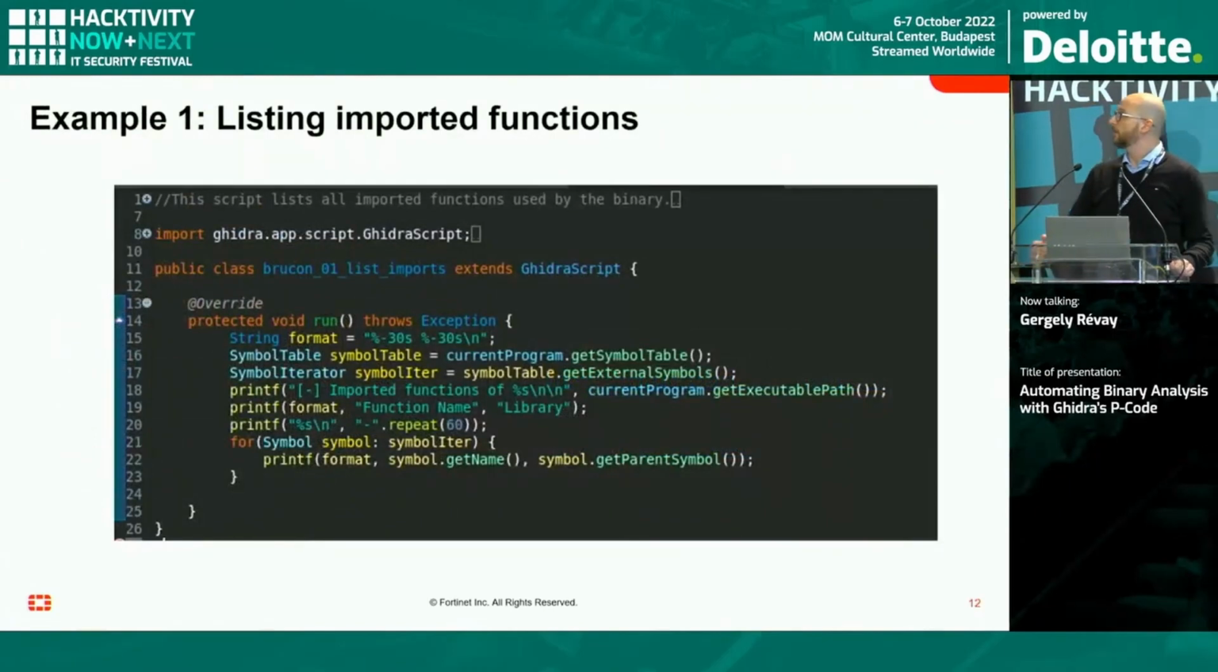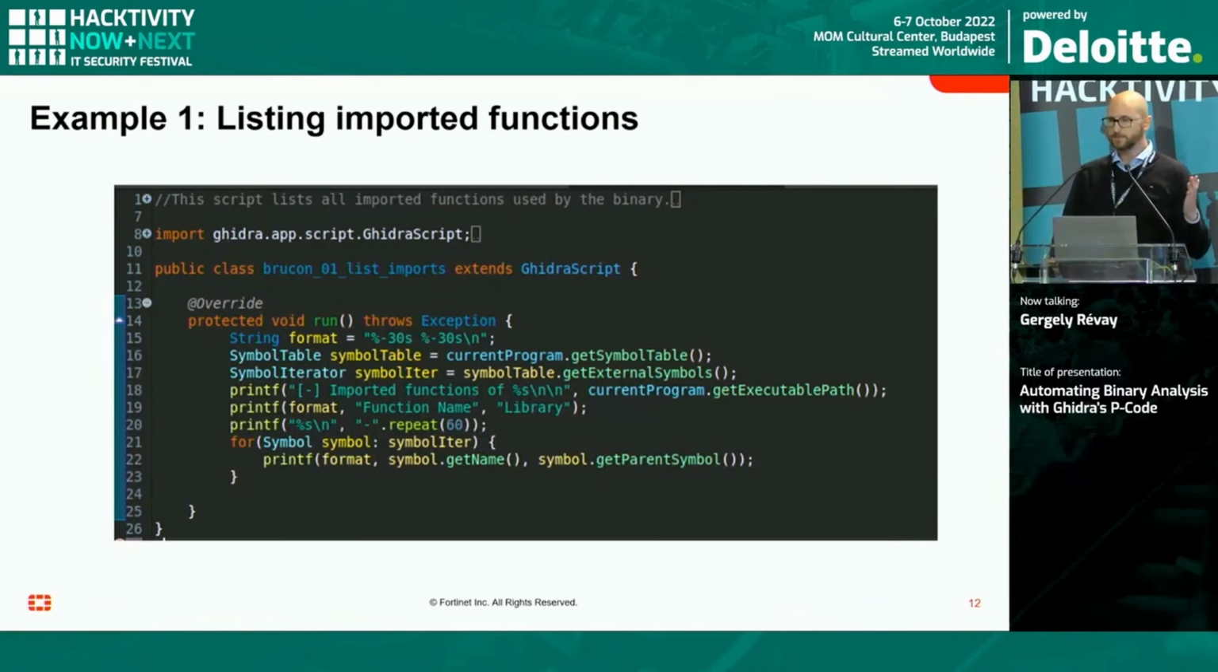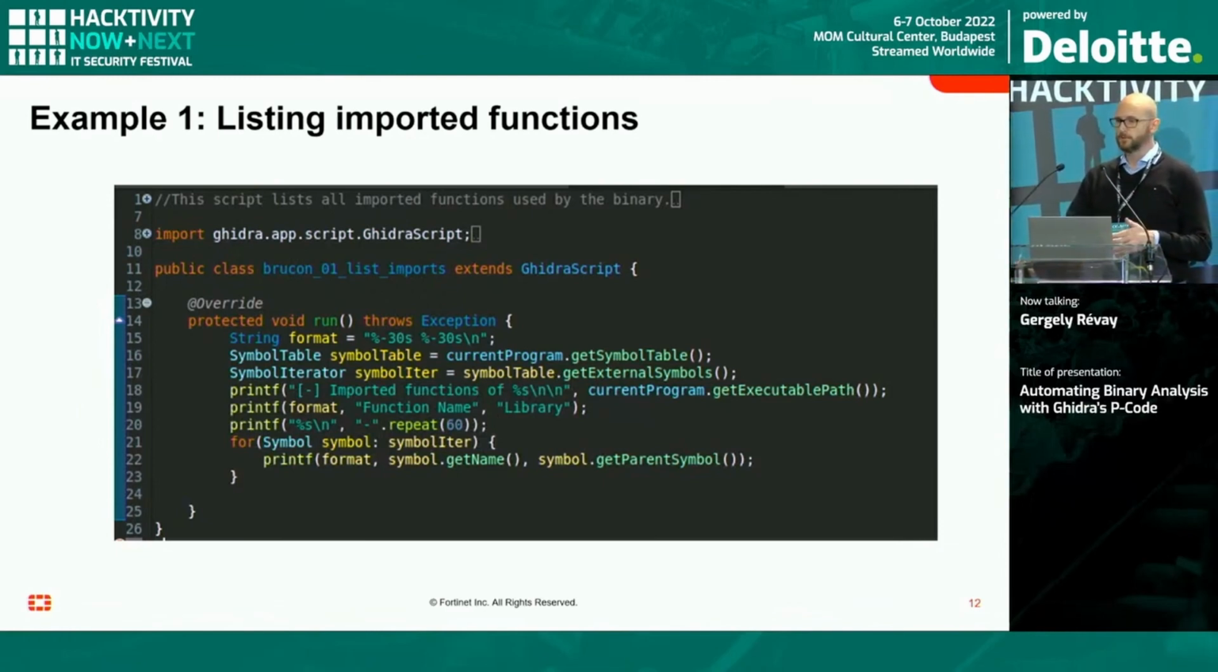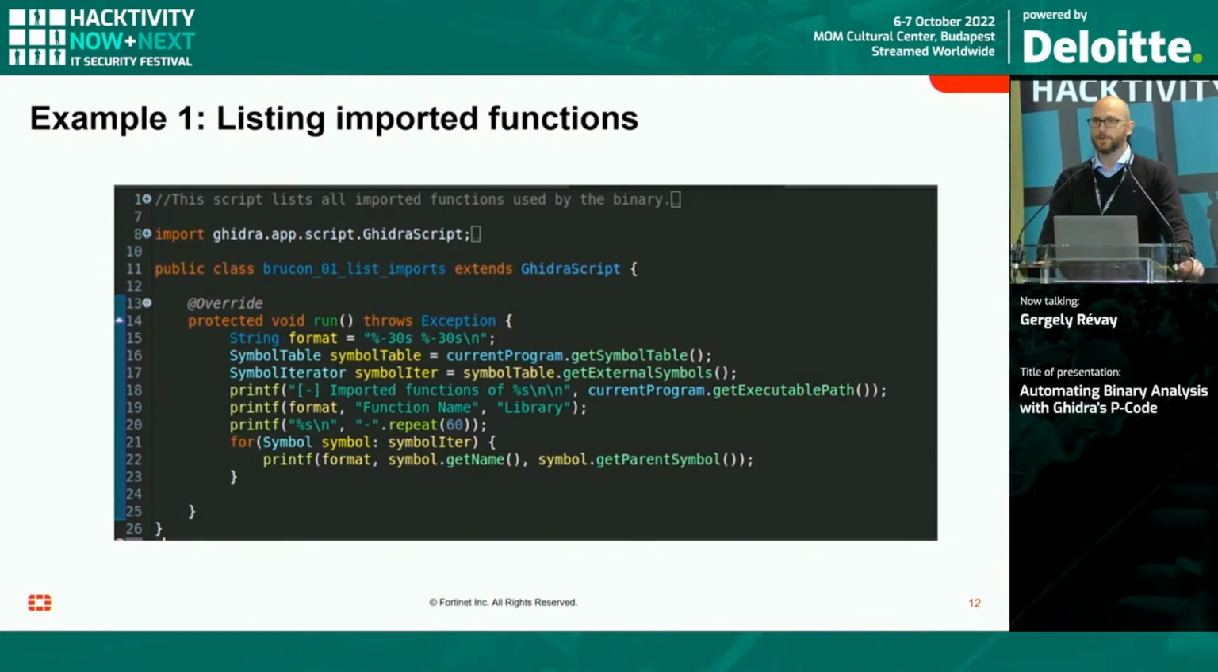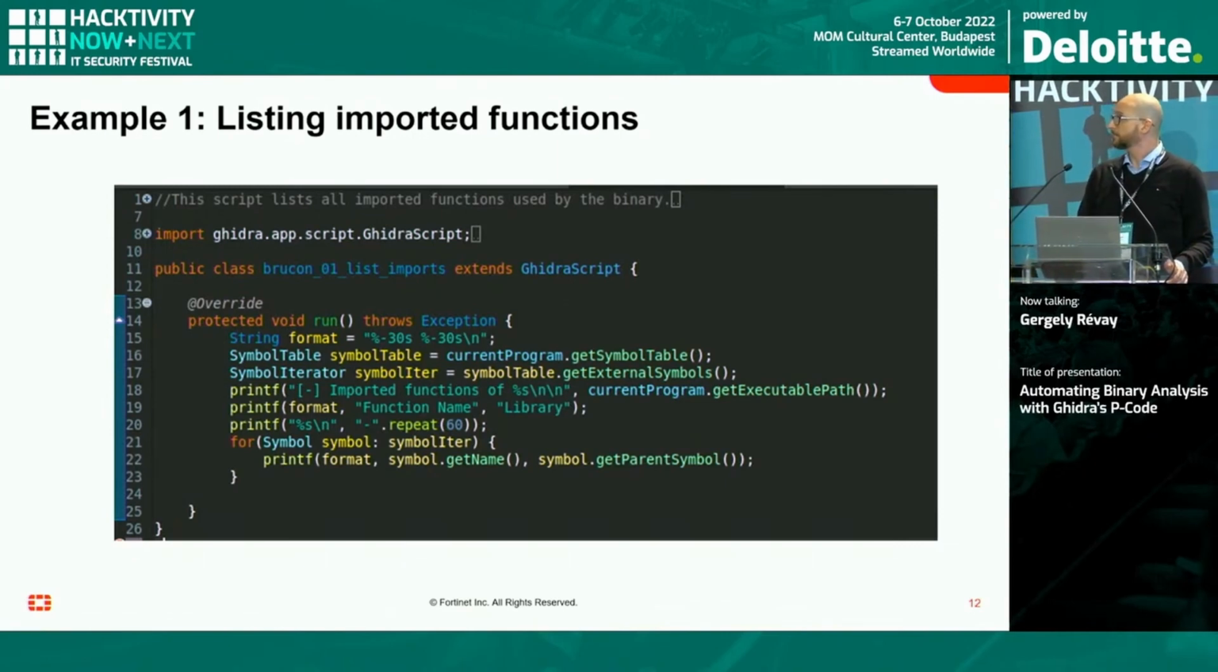So with that, we arrived at our first example. This is very simple. I just wanted to list all the imported functions, because that's often the first thing when you start reversing something, since looking at the imported functions of a binary can give you a good idea of what that binary might generally do. For instance, if it uses the Windows APIs for networking, then probably the binary does some kind of networking. So this is why I thought we can list the imported functions from a script, and this is all the script we need.